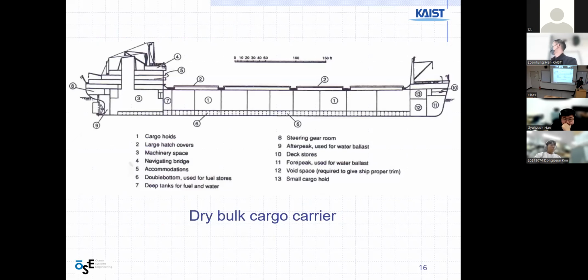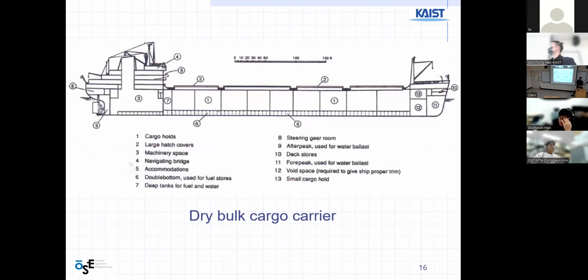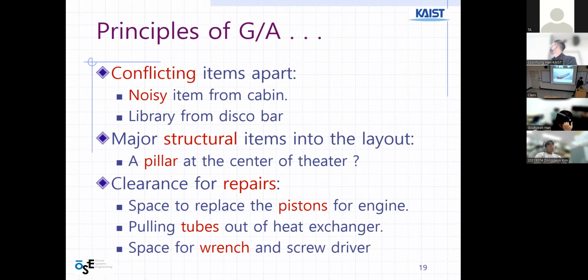This is a dry bulk cargo carrier, which carries dry things such as wheat grains, sugar granules, powder, and so on and so forth. Here, the opening is on the top, where the dry bulk can be scooped in and put out. And they usually have a cover that keeps it dry from the weather. This is the cargo carrier.